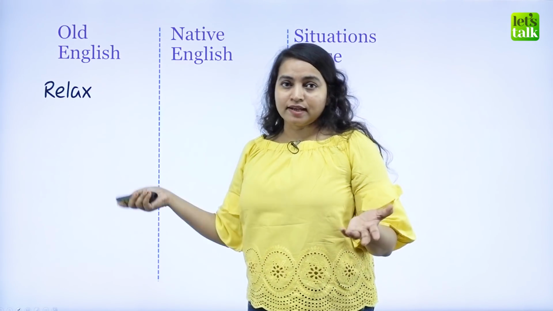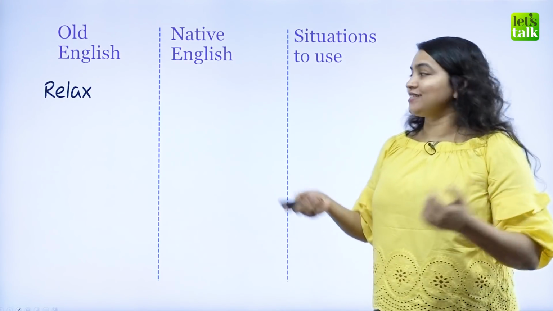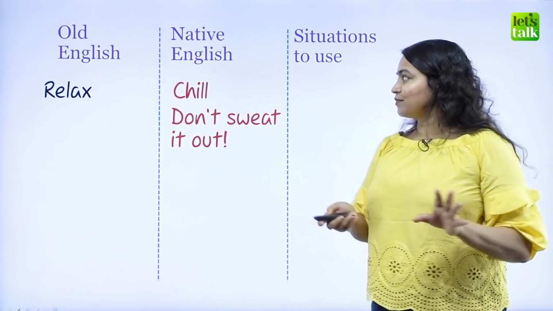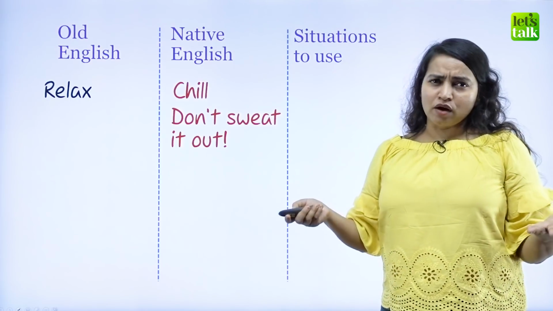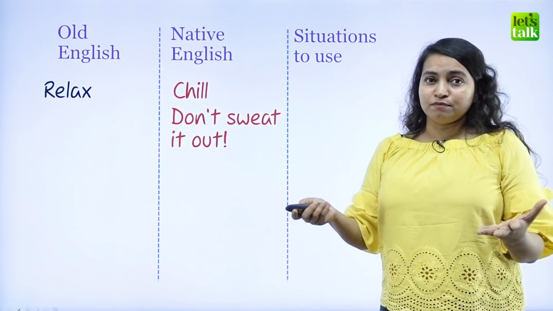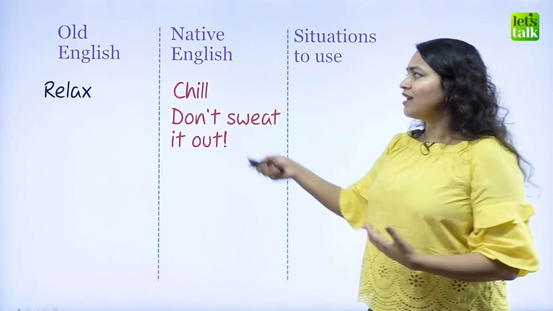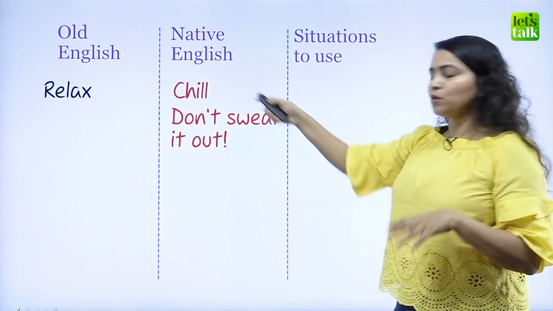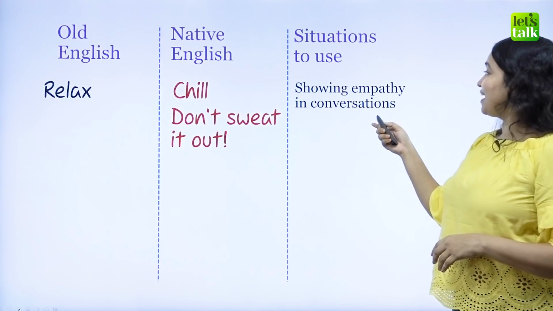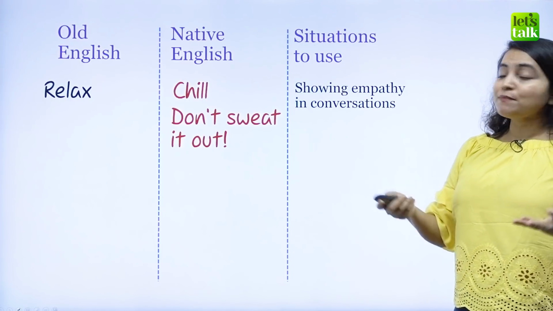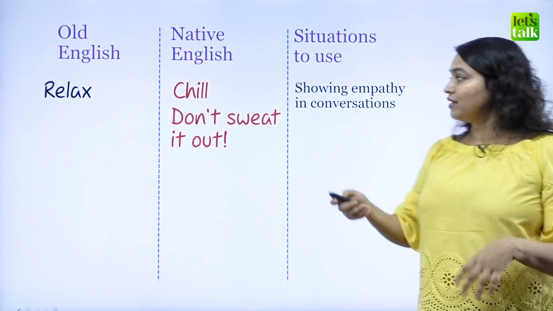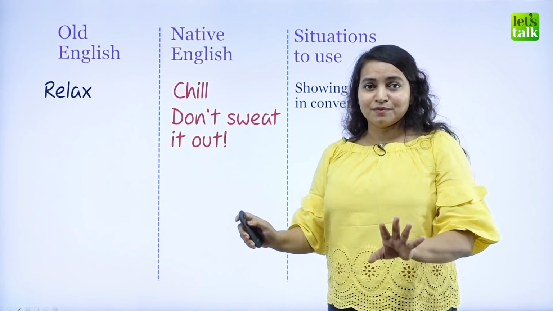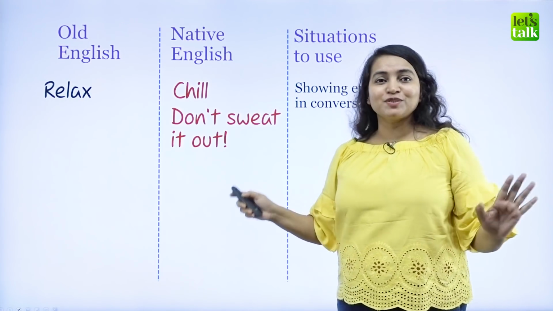A lot of you say relax, correct? What else could you say instead? You could say chill or don't sweat it out. A lot of times we get worried, we get desperate because of not getting what we want, and we end up getting really flustered. So you need to chill. When do we use that? When, again, you want to show empathy. When people are, like I said, frightened or scared or terrified, you want to tell them to just chill. They're probably worried. Tell them, don't sweat it out.